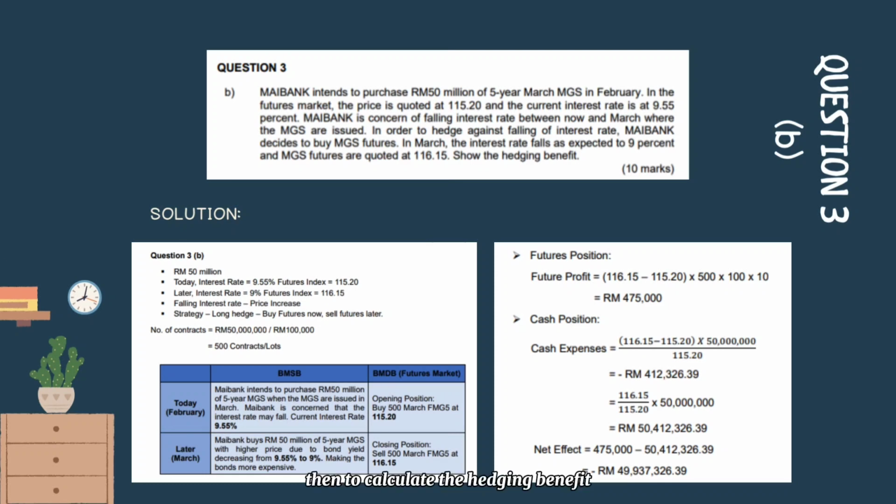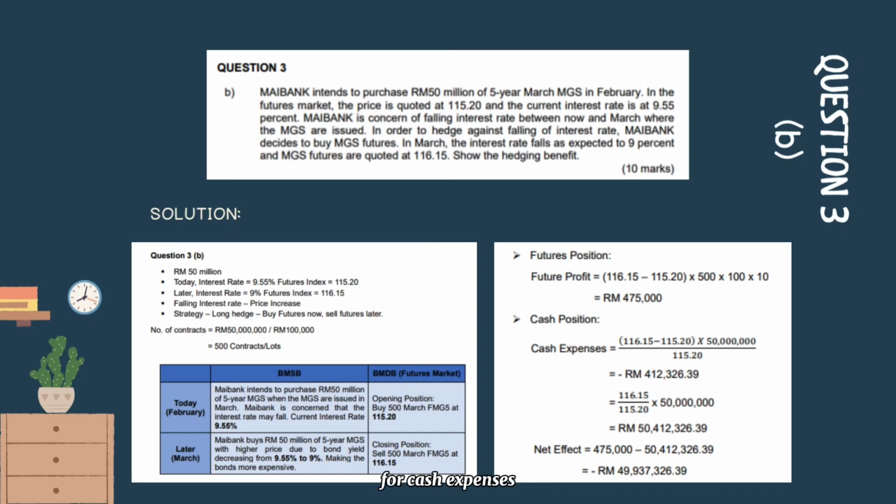Then, to calculate the hedging benefit, you need to calculate the futures position, which is the futures profit: the closing position minus the opening position, times the number of contracts, times 110, and you will get the answer of 475,000 ringgit. Lastly, you have to find the cash position, which covers cash expenses and net effect.